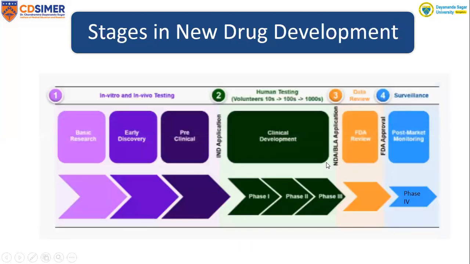Okay, what are the stages of new drug development? If you look here, you can see that there are four phases or four stages of new drug development. The first stage is in vitro and in vivo testing of new chemicals, a new chemical entity, or investigational new drug. We call it NCE, new chemical entity, or IND, investigational new drug.